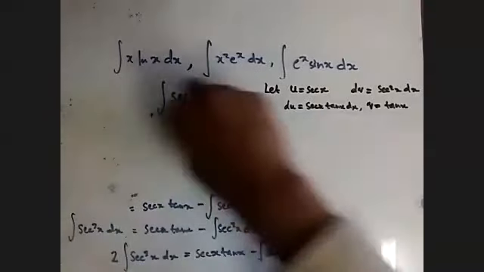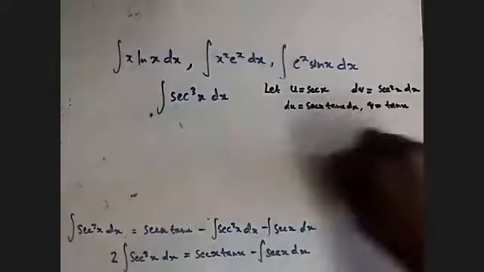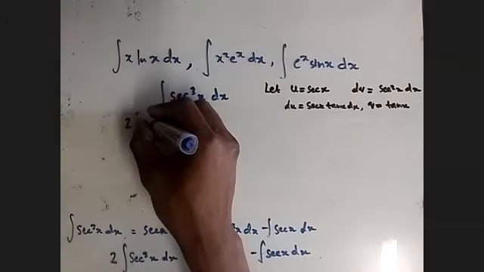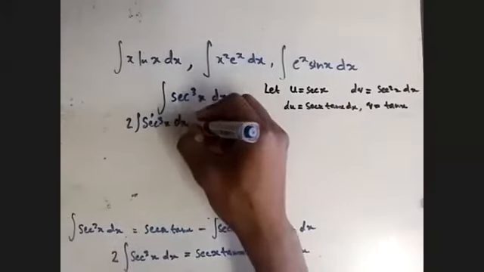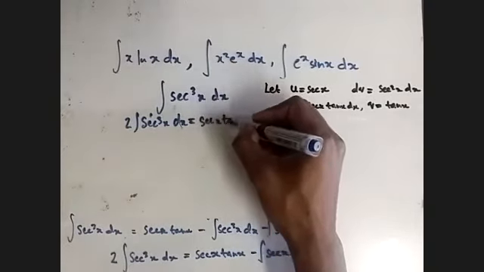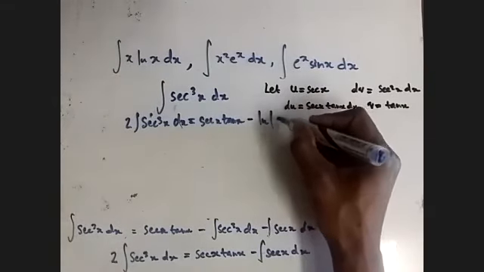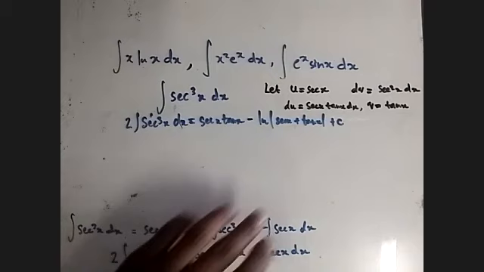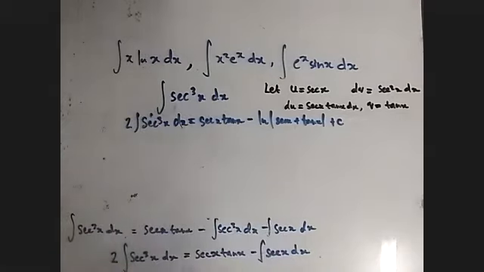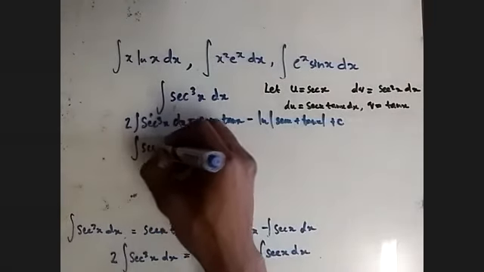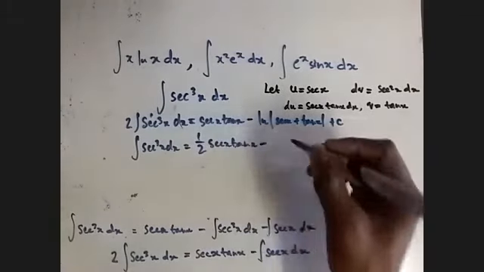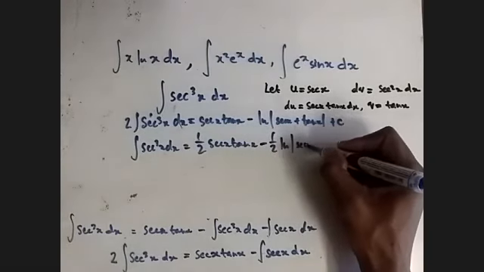So from our last step that we wrote, we had 2 integral sec cubed x dx, which is equal to sec x tan x minus ln of sec x plus tan x plus c. This is just a solution, but it's not the final answer, okay? So what we're going to have is our integral of sec cubed x dx is equal to 1/2 of sec x tan x minus 1/2 ln of sec x plus tan x.